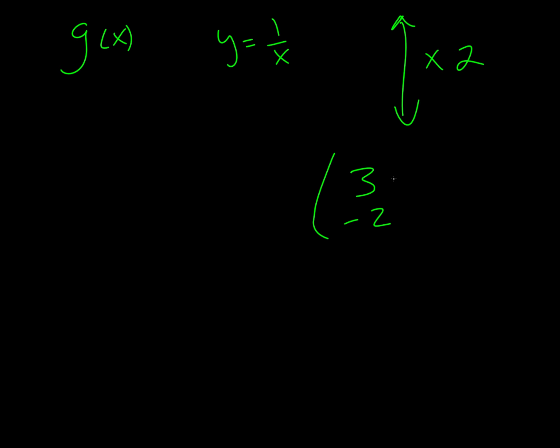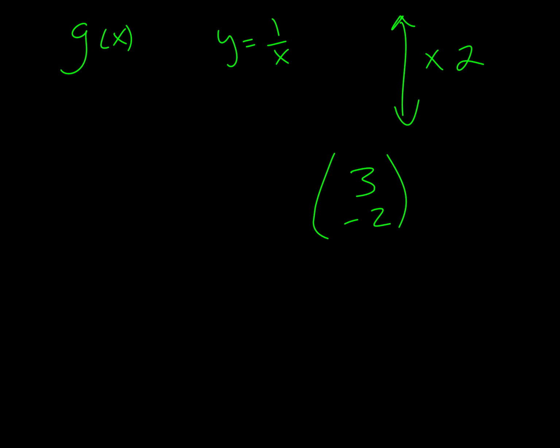Okay, it says we're given function g of x. Let's see, it says the function g of x results when y equals 1 over x, and it's transformed by a vertical stretch with a scale factor of 2. So we have a vertical stretch by 2, followed by a translation 3, negative 2. Okay, so a lot of this is like confusing notation and things like that more than it is hard.